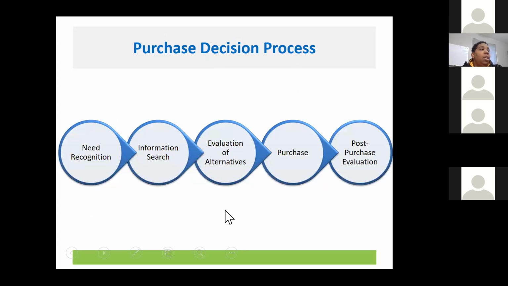All right, so this is the process that we're going through: need recognition, information search, evaluate alternatives, purchase, and post-purchase evaluation. Why do we think we have this post-purchase evaluation? Anthony, why do you think we have that process? Why is that part of this process? Post-purchase evaluation.